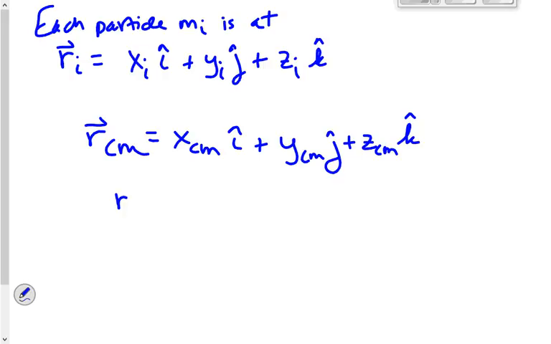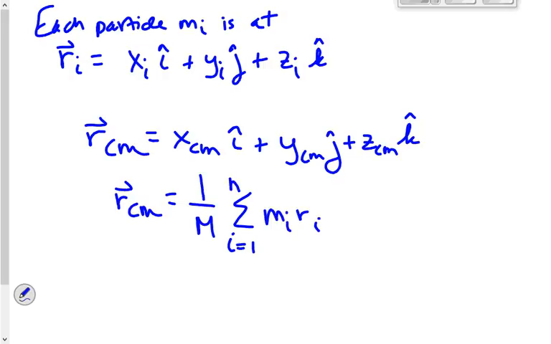And then I can make this a little more of a shorthand by combining stuff. And I get 1 over M times the summation, index i from 1 to n, of the mass of each particle times its position vector.